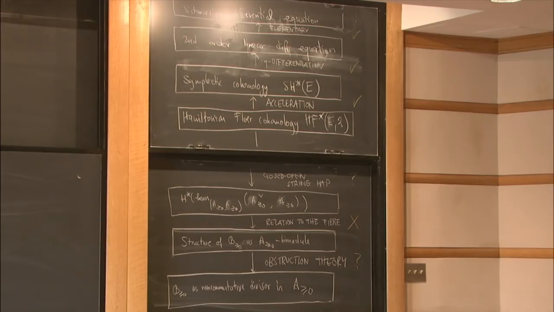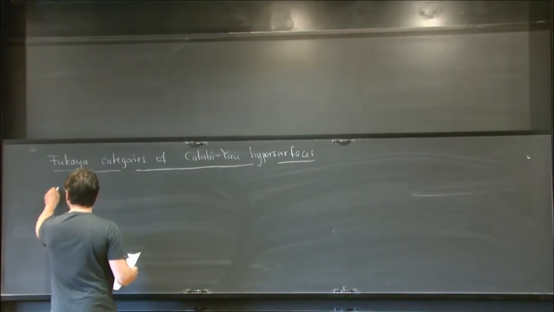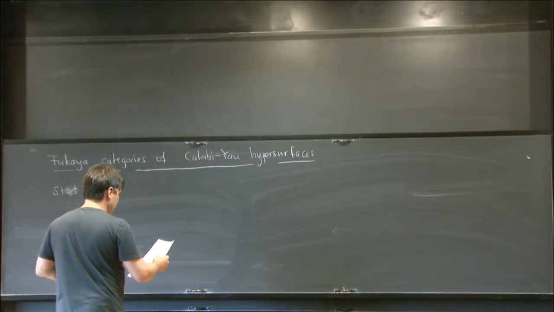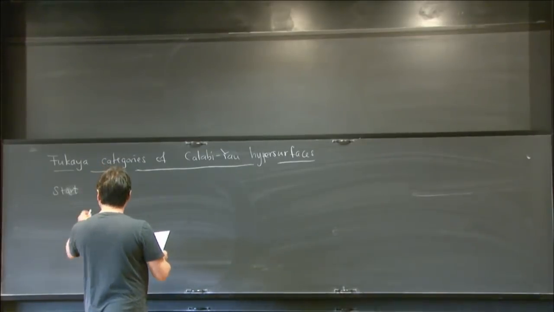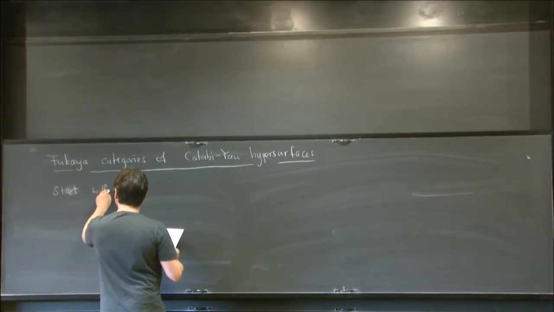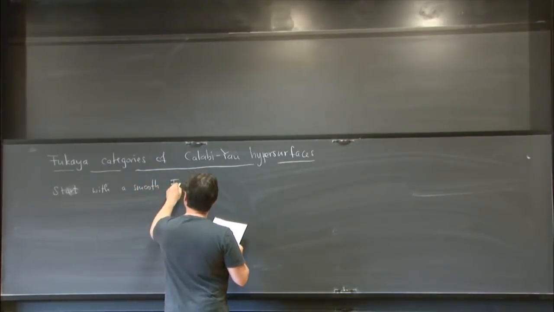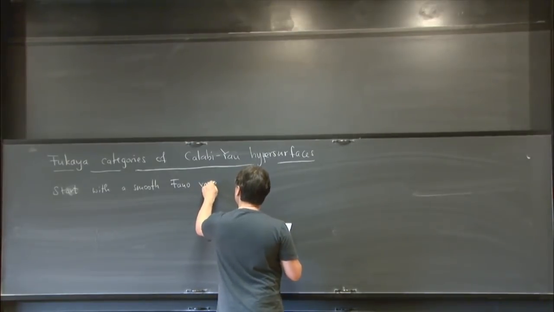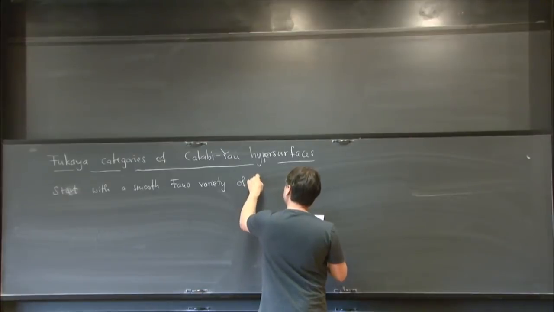So what is the situation that I'm interested in? I'm going to use algebraic geometric language, even though everything works within purely symplectic geometry, so you could just replace it with symplectic language. So start with a smooth Fano variety. Fano is what the symplectic geometers call monotone. A Fano variety of complex dimension n.